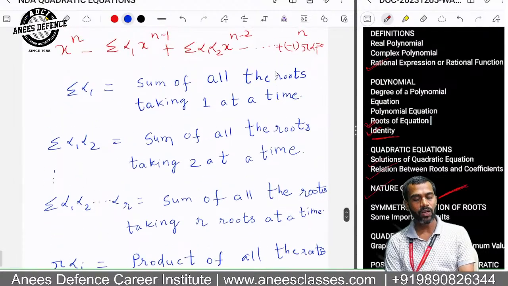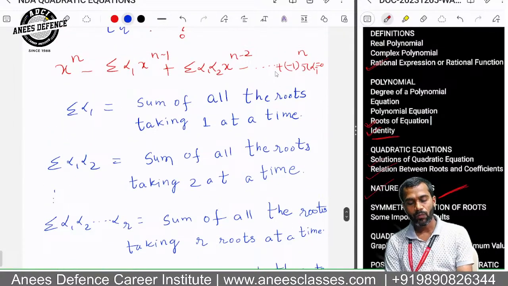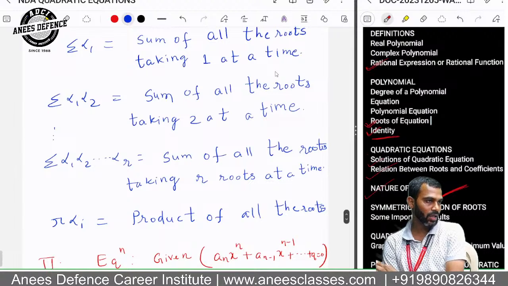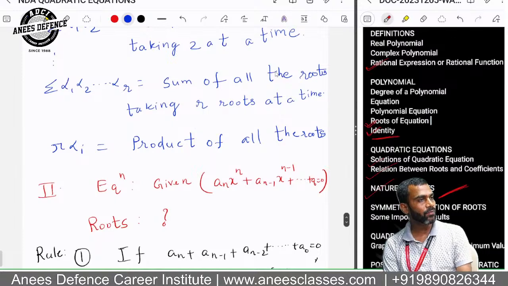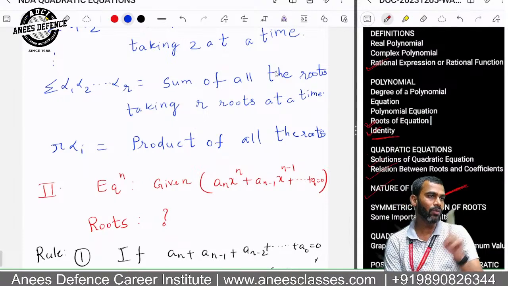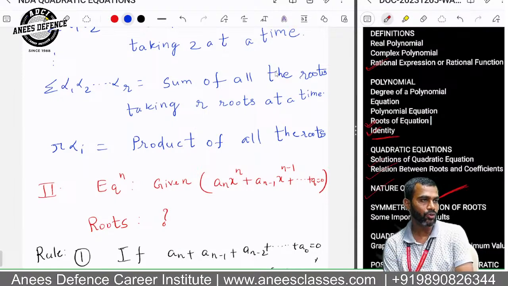And what is summation alpha 1 alpha 2? Taking 2 at a time. Similarly alpha 1 alpha 2 alpha 3, with alternate plus minus signs. And summation alpha 1 alpha 2 up to alpha r means, tell me, sum of all the roots taking r roots at a time. Yes or no? And then what is pi alpha? At the end, you will have only one combination, taking all n roots at a time. So it is nothing but the product of all the roots. Yes or no?